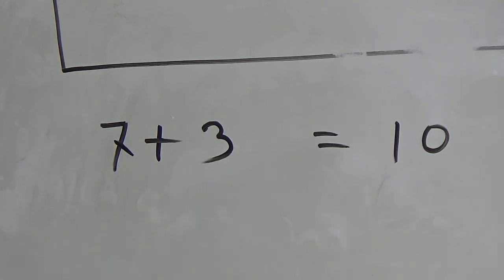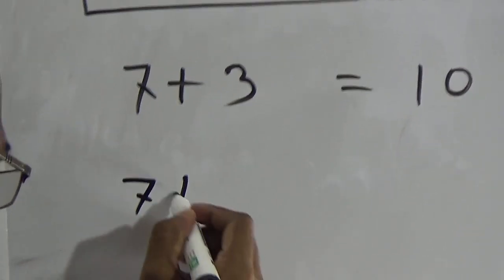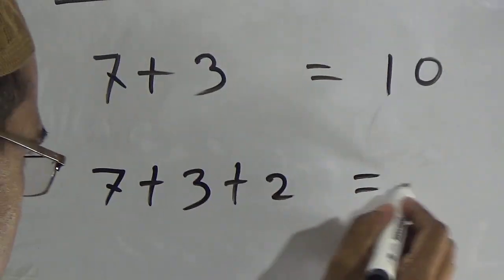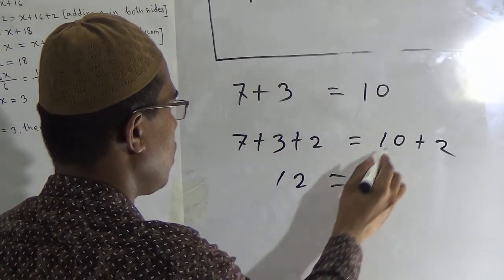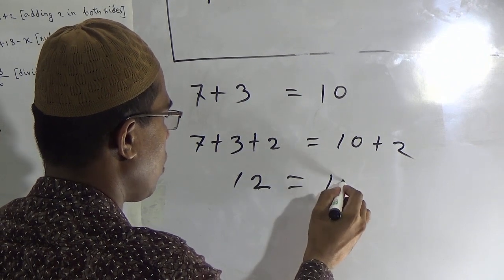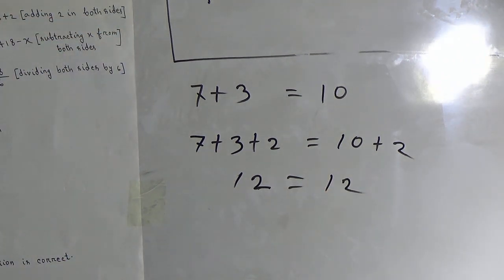If we add any number on both sides of this mathematical sentence, then what will occur? If we add 2, then 7 plus 3 plus 2 is equal to 10 plus 2. Value of this 7 plus 3 plus 2 is equal to 12 and 10 plus 2 is also equal to 12. That means this is also a true sentence. That means we can say that if we add the same number on both sides of a true mathematical sentence, then the obtained mathematical sentence also will be true.